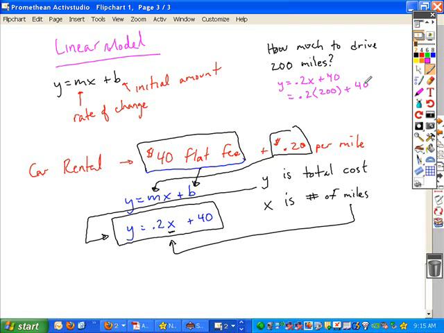So if you calculate that through, you wind up with 0.2 times 200 is 40, plus the other 40 gives you your total of $80. So based on this model, it would cost $80 to rent a car and drive it for 200 miles.